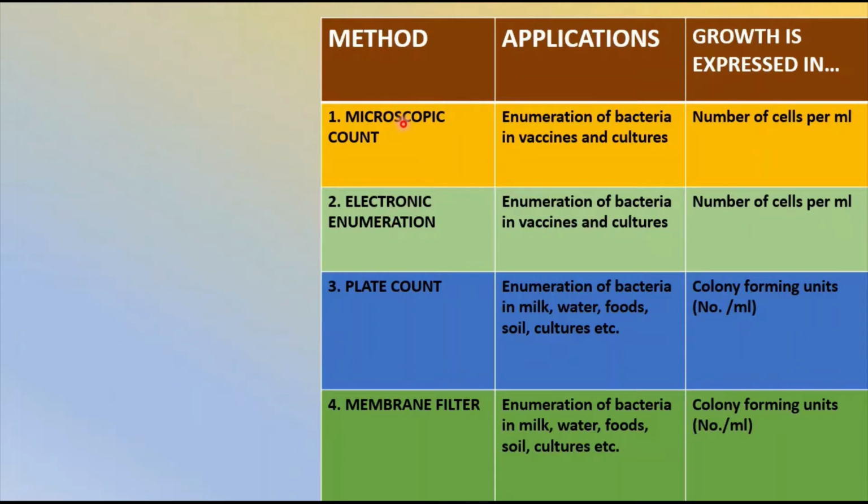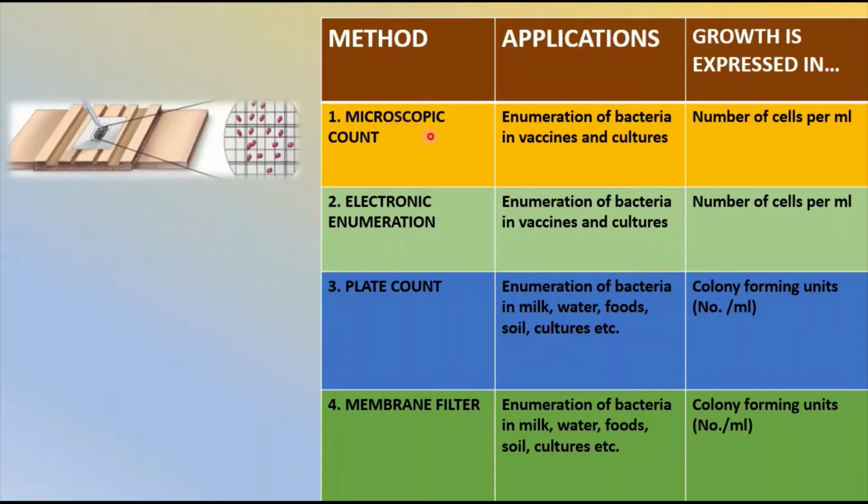The first one, microscopic count, we know very well. The main application of this one is the enumeration of bacteria in vaccines and cultures, and the growth is expressed as number of cells per ml. So we had a colony counter, Petroff-Hausser chamber, all these things that you will use to count the number of cells.